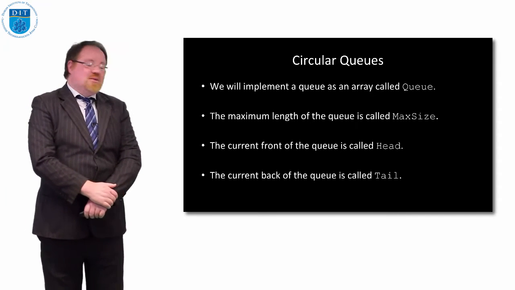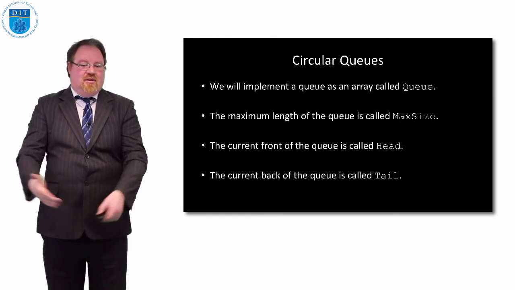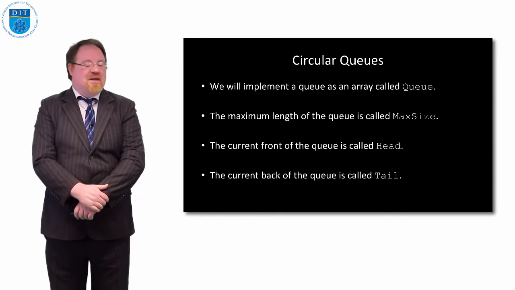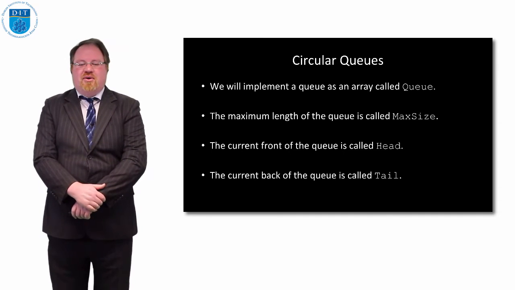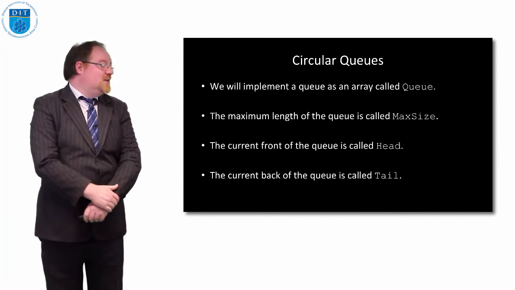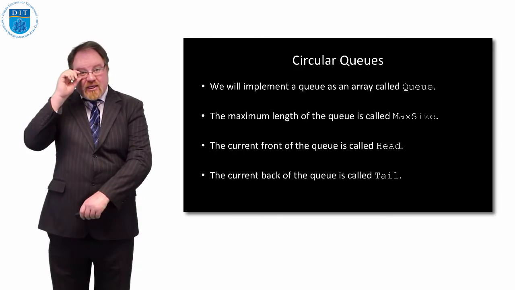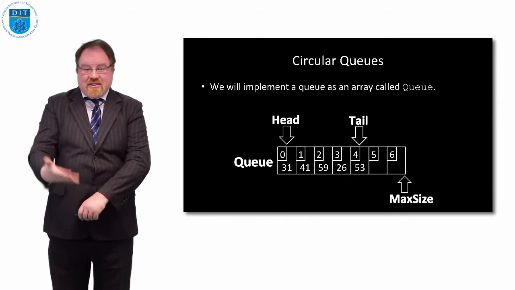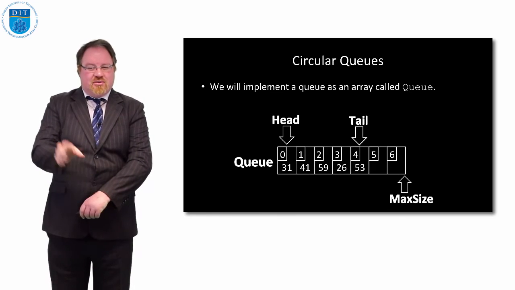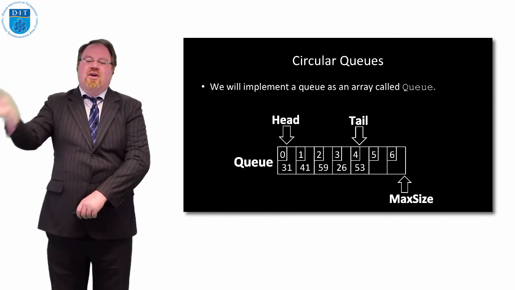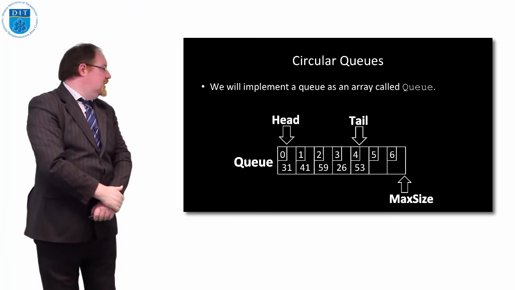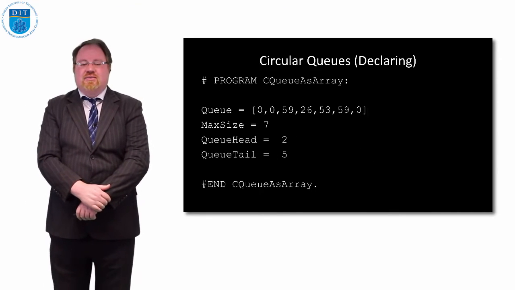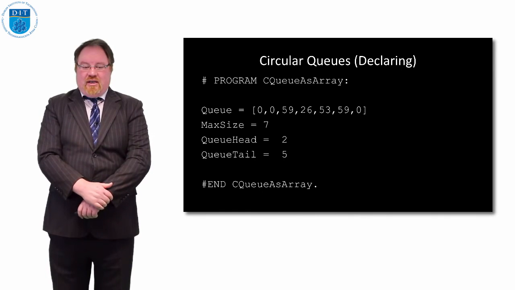For a circular queue, it's the same as a linear queue. We have a queue array called queue. We have a max size called max size. We have the front pointer, which we can call head or QHead, and the back pointer, which we can call tail or QTail. And that's conceptually what it looks like. It looks exactly like a linear queue, except because we're doing this division remainder stuff, we can wrap the tail around onto the head. So here's a circular queue declared. In this case, we have 4 elements in the queue.